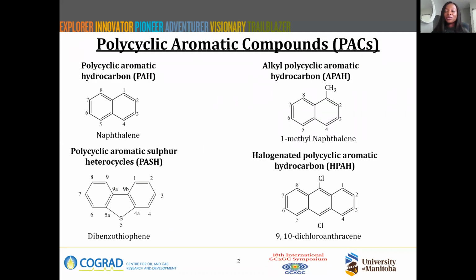Polycyclic aromatic compounds are common environmental contaminants. The most common of this group is the polycyclic aromatic hydrocarbon. Here I'm showing you the simplest member of the group, naphthalene, which has a two-membered ring. On the naphthalene ring, we have 8 different positions that are available for substitution. These positions give rise to various polycyclic aromatic compounds.